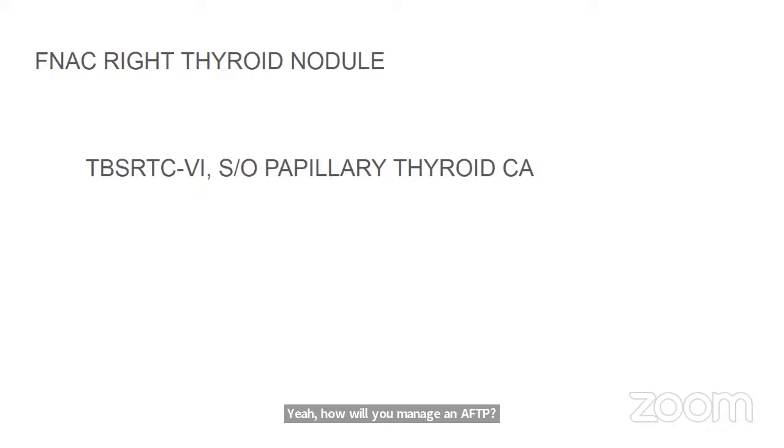How will you manage NIFTP? For NIFTP, we can do lobectomy, ma'am, and surveillance also we can do. Yes, the first thing should be active surveillance for an NIFTP, just like your Bethesda 3 and 4.